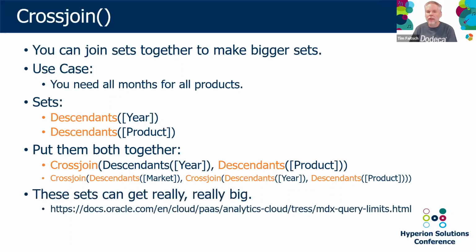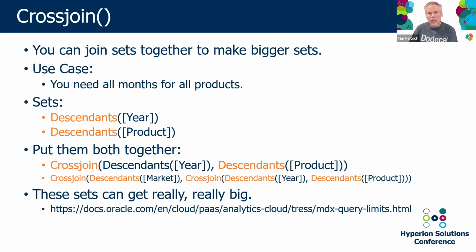If you've got a really, really big cube and you ask for all the descendants of each dimension, I don't even know the numbers that it can get to. It can get really, really big. Now, there is documentation. So I've included the URL here. And you can go out and look at the actual query limits. So all of this is documented. And over time, I've noticed from when MDX was first introduced to now, those limits keep getting bigger.